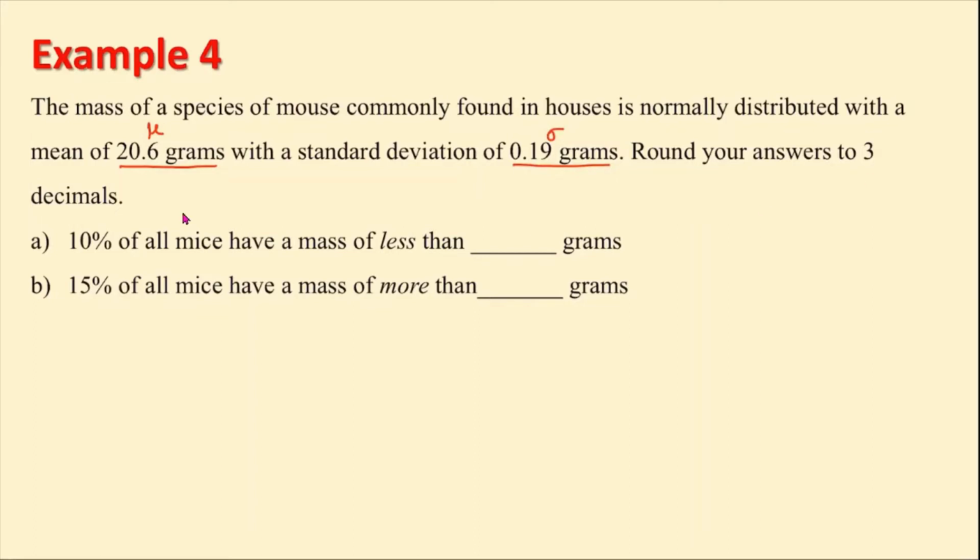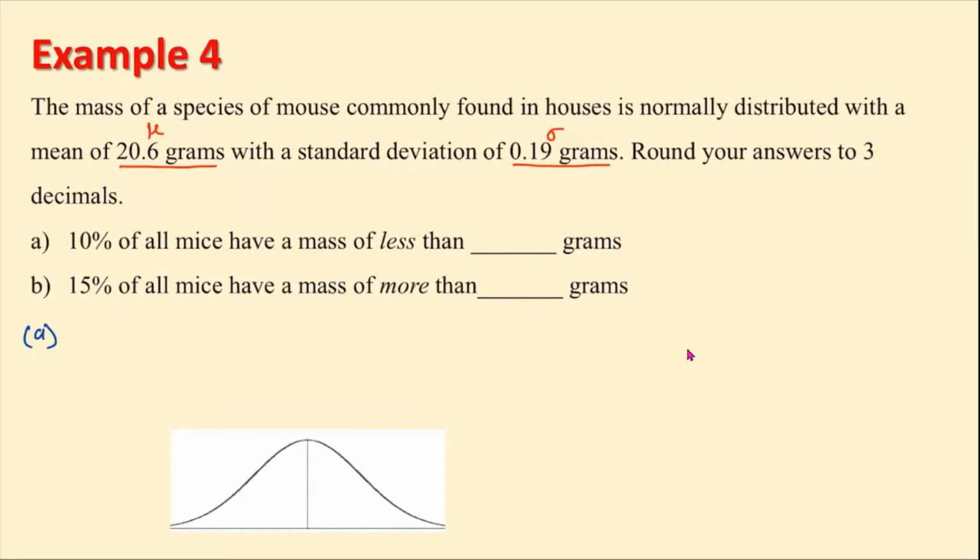We have to round our answer to 3 decimal places and answer these 2 questions. So let's begin with the first part here. Let's see what we have in A. In A, we have to find: 10% of all mice have the mass less than blank grams, or less than how many grams. We have to find that. So let's draw the normal distribution to represent that first.